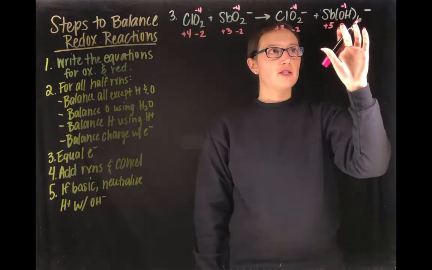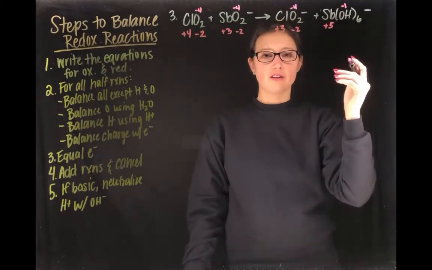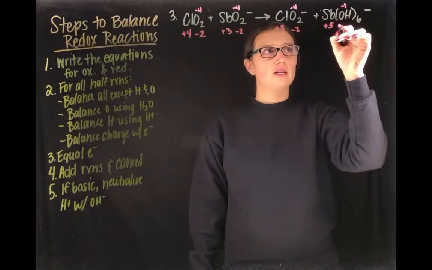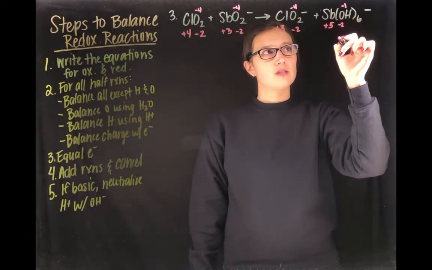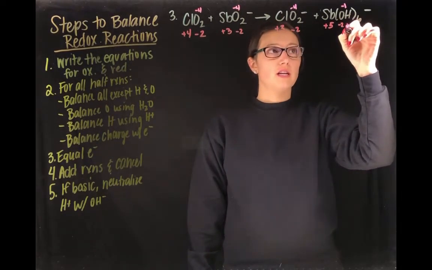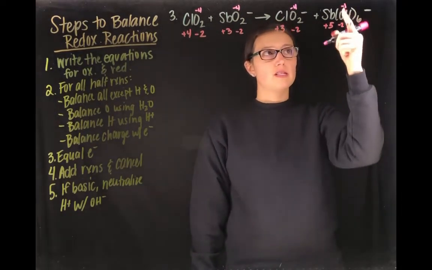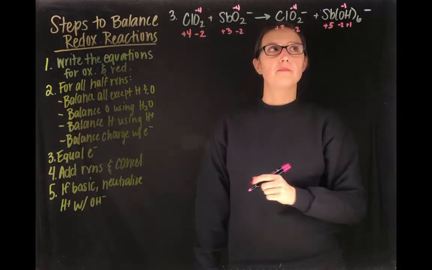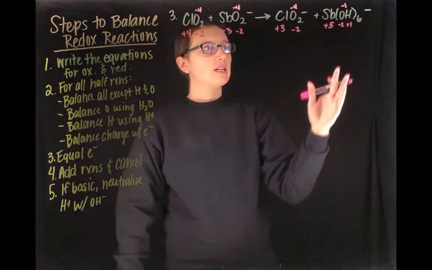Based on hydroxide being -1, we can figure out the oxidation numbers of oxygen and hydrogen. Oxygen is always -2. Since hydrogen is bonded directly to oxygen, it's going to carry a +1 charge, which makes sense. That's why every hydroxide is -1. So now we have all of our oxidation numbers.